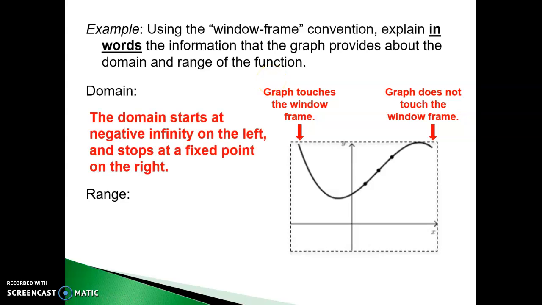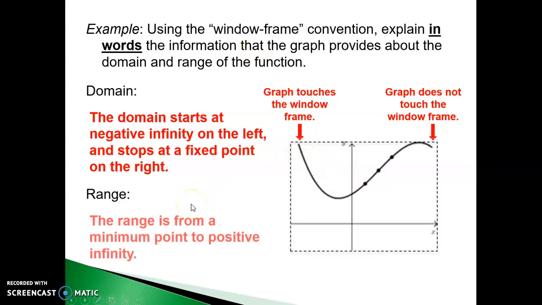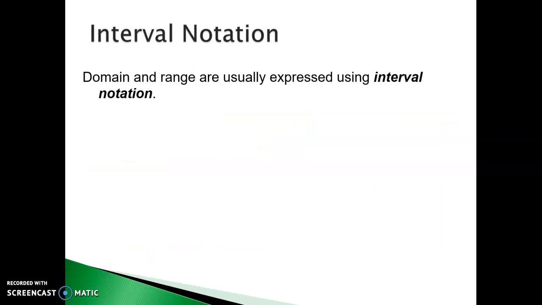So when we talk about the domain in words, notice the directions said using words. The domain starts from negative infinity on the left and it stops at a fixed point on the right. Whereas the range, we start at this minimum y value, and then the y values are going to continue on and on forever. So it's going to start from a minimum point and go on to positive infinity. Again, these directions did say in words.